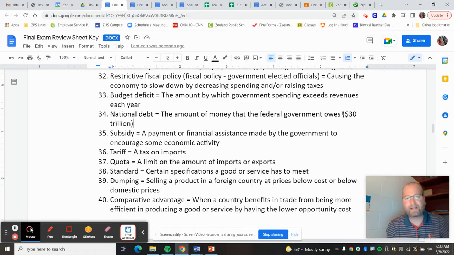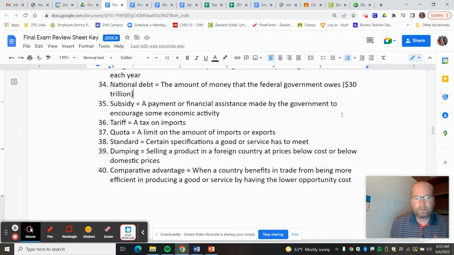36, a tariff. That's a tax on an import. Example, we might try to put a tariff on Japanese automobiles so that they'd be encouraged to sell fewer Japanese automobiles in the United States. If we said, hey, Toyota, for every car you're going to sell here in the United States this year, we're going to charge you a 15% tax. Well, Japan's not going to be happy about that. Toyota's not going to be happy about that. They're going to have to charge more for their cars if they want to sell them in the United States to make up for that amount of tax that they have to pay.